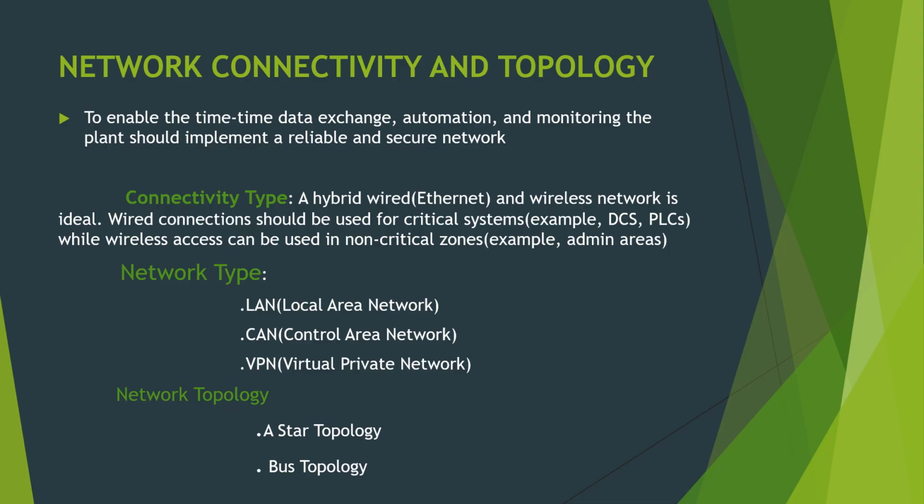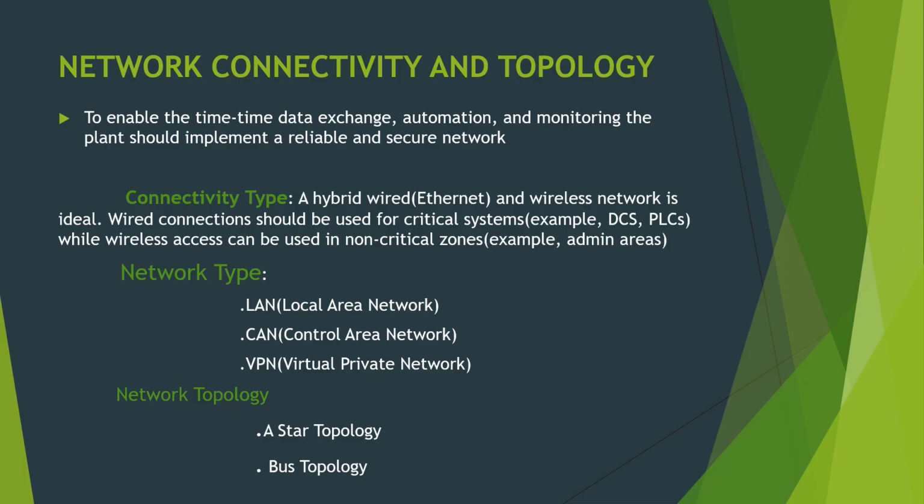So let's look at the network topology of the plant as well. So 1. A star topology. A star topology is recommended for the plant's IT network, where all nodes are connected to the central switch. So this improves reliability, allows easy troubleshooting, and enables fast communication. 2. A bus topology, and this is a type of network setup in which all devices are connected to a single central line called the backbone.